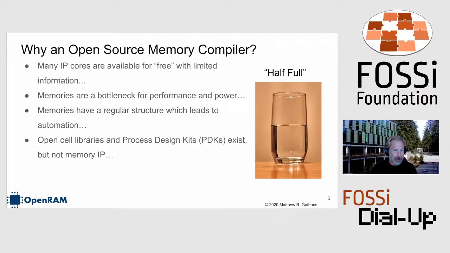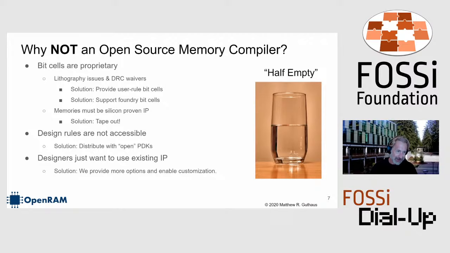You'll ask a lot of circuit designers and memory circuit designers in particular, and they'll say, well, I'm gonna be a pessimist. Why don't we want a memory compiler, or why can't we? Well, the biggest issue is that bit cells for the highest density are proprietary. Lithography and design rule waivers and things like that are critical to getting the most bits, most density, the number of bits per area.